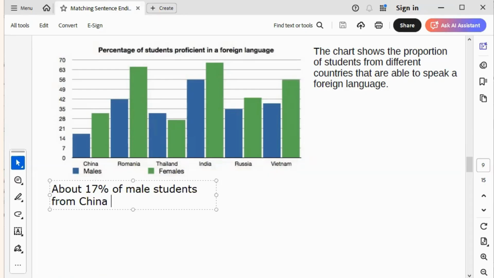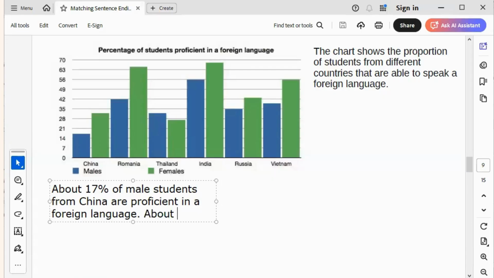Notice that I did not say 17% of China's population. There's nothing on this chart that says population of China. What we have is students from different countries. So it should be students from China, and they already put it in male and female. So it's going to be 17% of male students from China are proficient in a foreign language. That's for the blue bar. For the green bar, I will say about 20. So this is going to be 28 plus 3.